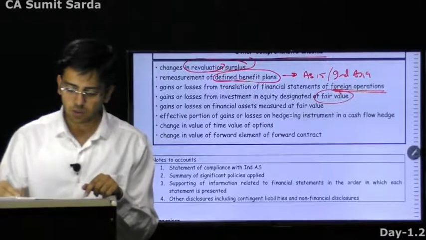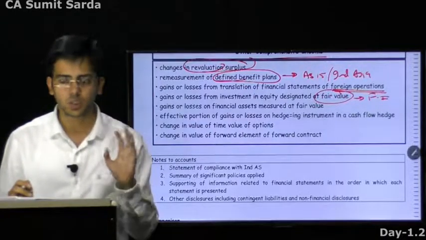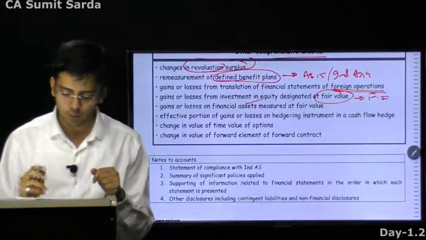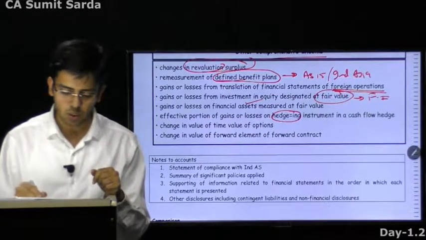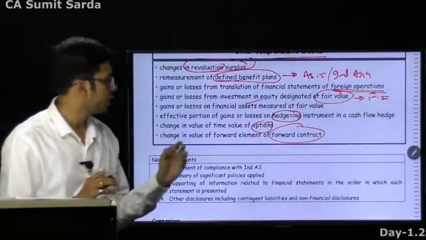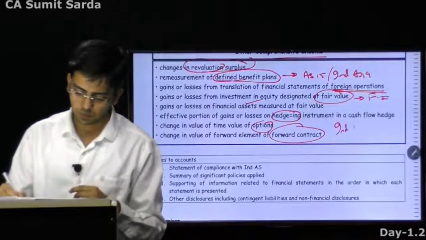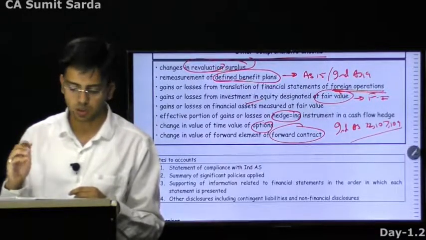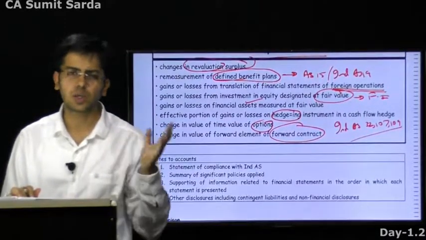Equity measured at fair value. This is something that is related to financial instruments. Till you see the video on financial instruments, I don't think this will be clear to you. Gain or loss on financial assets, again the same portion. Effective portion of hedging, again related to financial instruments. Options and forward contracts are also related to financial instruments. I will not be able to explain these aspects till you see the video on Ind AS 32, 107, 109 financial instruments. So I am not rushing through it. You need to understand, it will be discussed later.